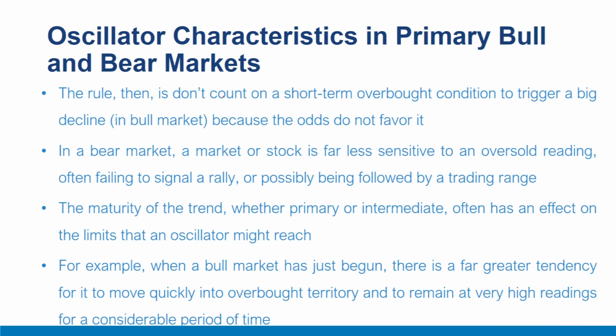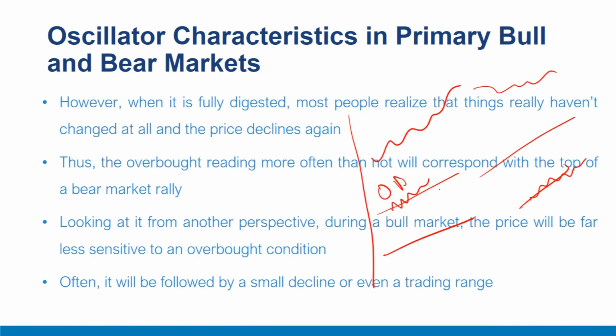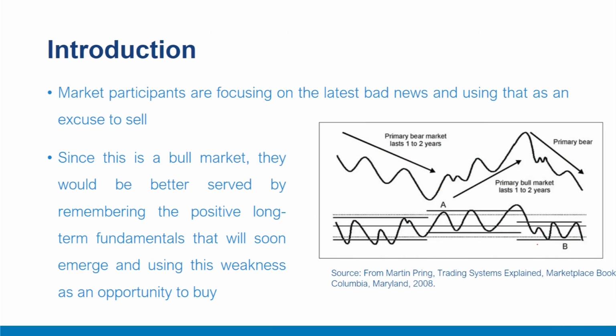Therefore, the rule in these scenarios is don't count on a short-term overbought condition to trigger a big decline, because the odds do not favor it in a bull phase, and vice versa in a bear phase. An oversold level is a good buying signal in a bull phase. In a bear market, though, a market or stock is far less sensitive to an oversold reading, often failing to signal a rally or possibly being followed by a trading range, as we saw earlier at point B here.